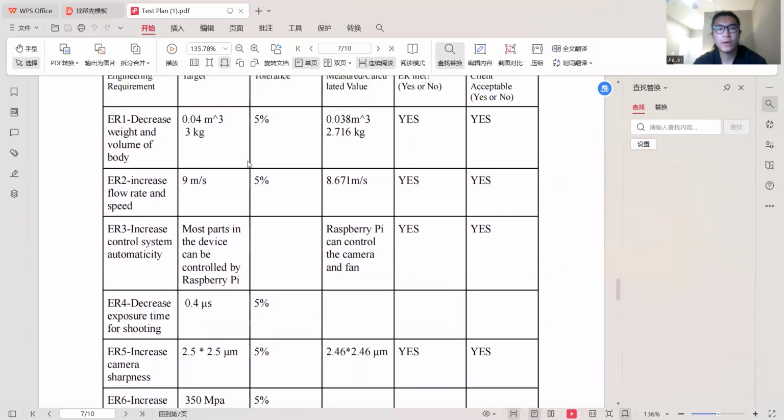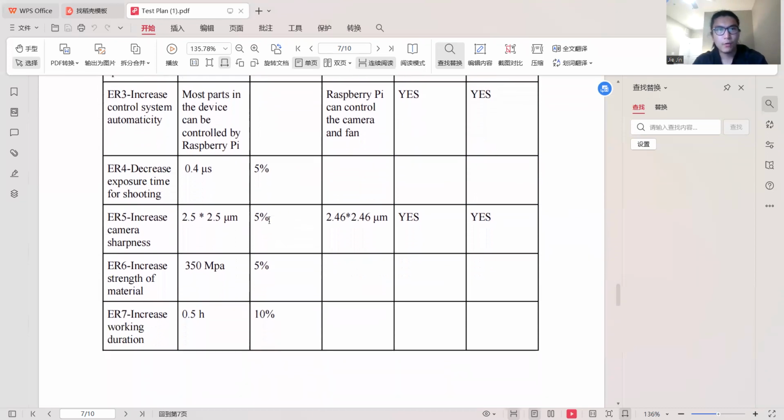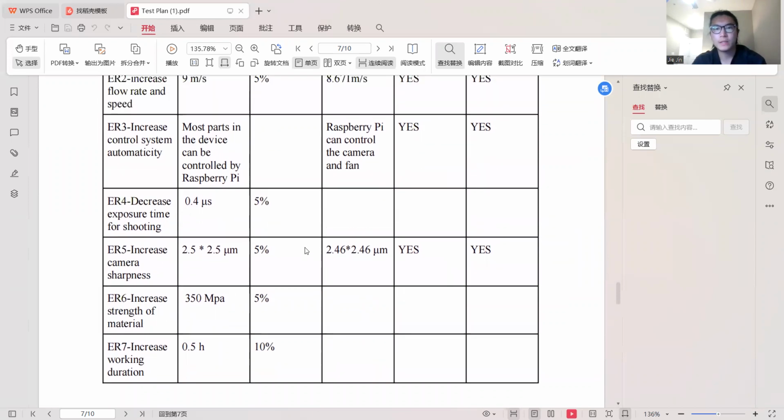The third requirement is increase control system automatically. Actually, this one is a subjective requirement. Right now, the Raspberry Pi can control the camera and the fan, so we think we meet the standard. Also, the client is satisfied with it. For the camera sharpness test, the result is 2.46 times 2.46 microns, so it's also close to the target.